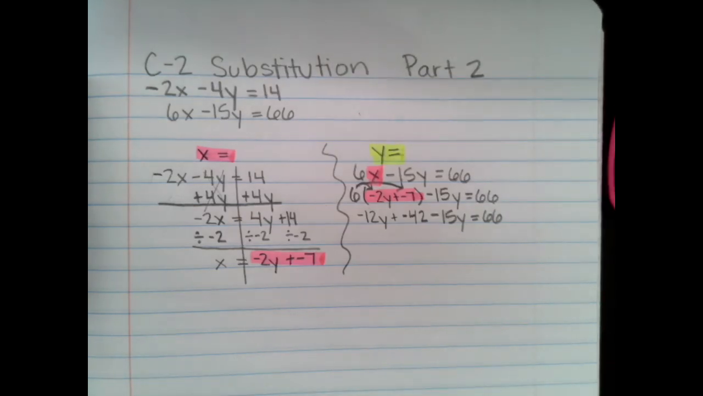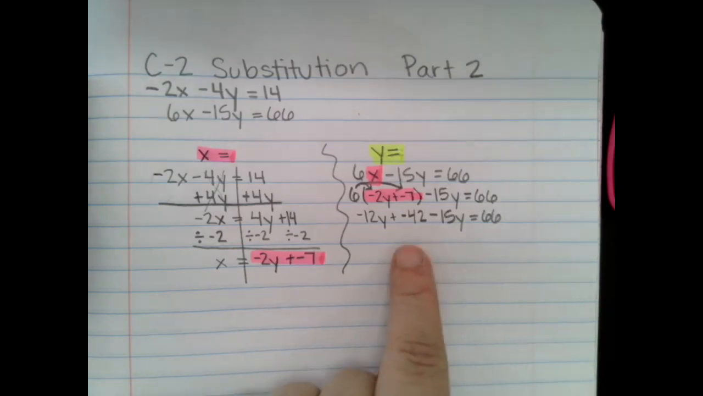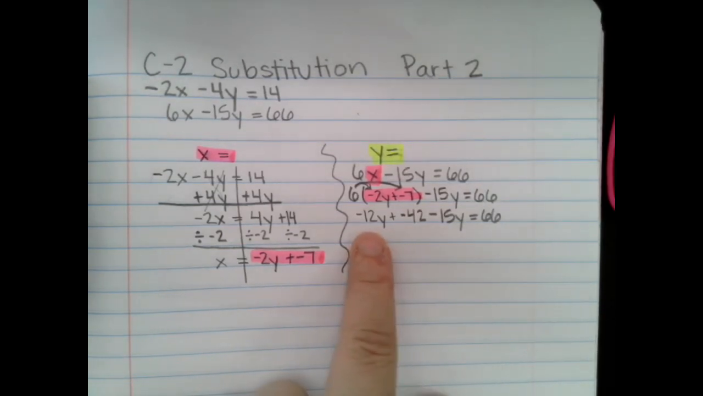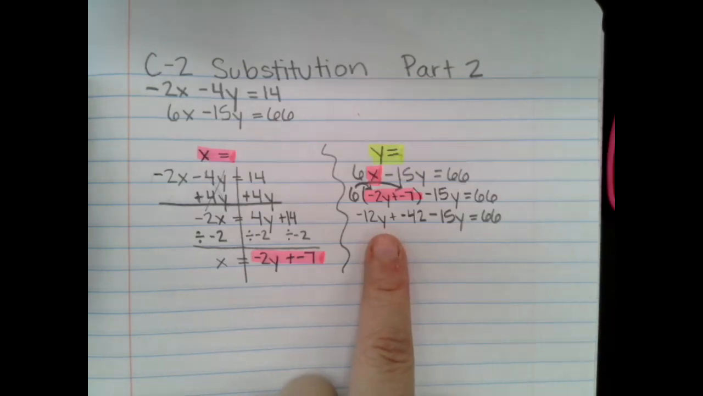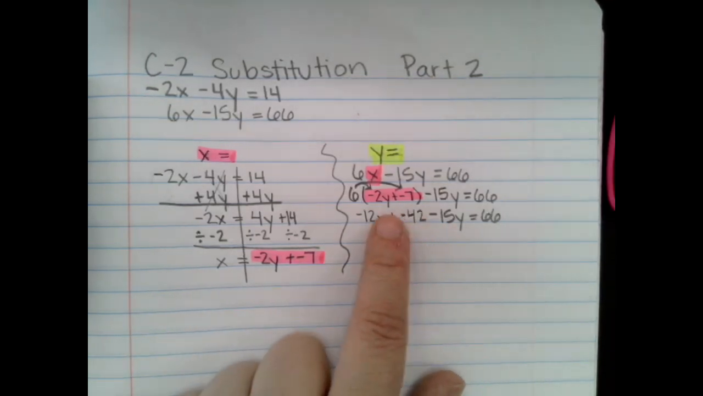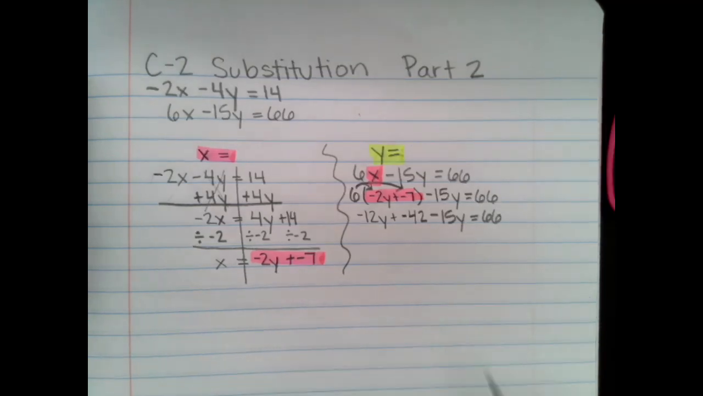Okay, now what's our next step to get y by itself? Right now there's 3 parts. I want to get to a 2-step equation, so I want to make it only 2 parts. What can I combine to make it 2 parts? Good, put the y's together.